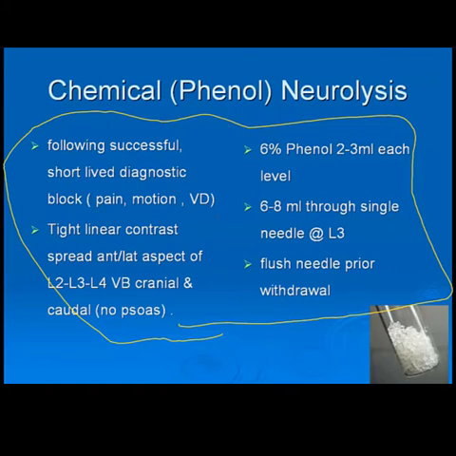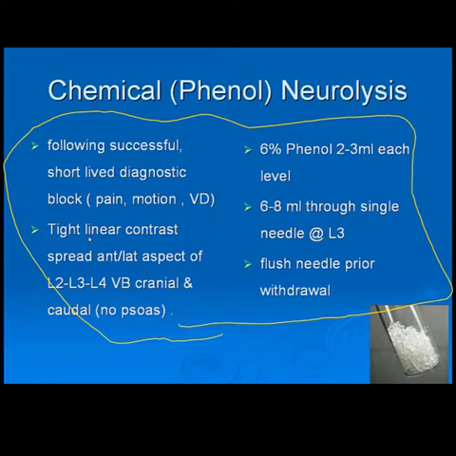For chemical neurolysis, we use phenol. Phenol, as you can see here in the picture, is crystals. It is prepared by a pharmaceutical company or in the pharmacy. Many pharmacies do phenol crystals and turn them into a liquid. And following a successful short-lived diagnostic block with a local anesthetic, you can book the patient for another procedure, which is a neurolysis or lumbar sympathectomy.